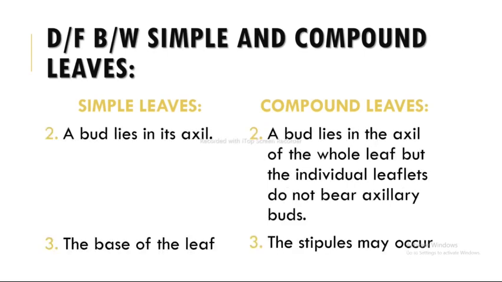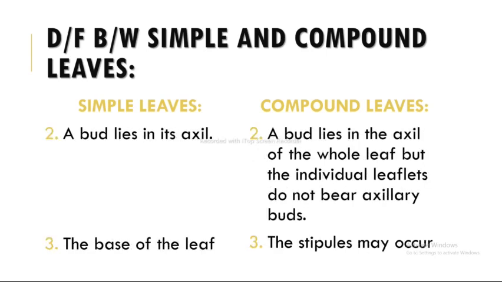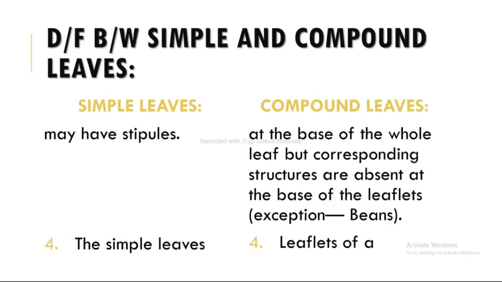In simple leaves, a bud lies in its axil. On the other hand, in compound leaves, a bud lies in the axil of the whole leaf, but the individual leaflets do not bear axillary buds. In simple leaves, the base of the leaf may have stipules, but in compound leaves, the stipules may occur at the base of the whole leaf, while corresponding structures are absent at the base of the leaflets, with some exceptions.